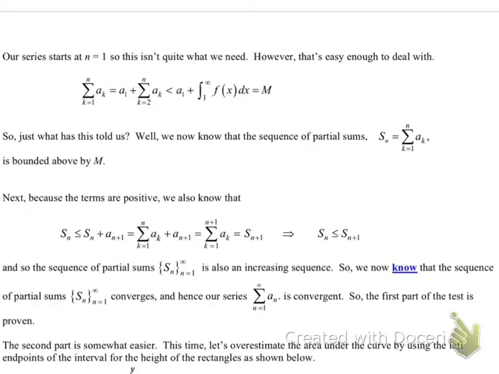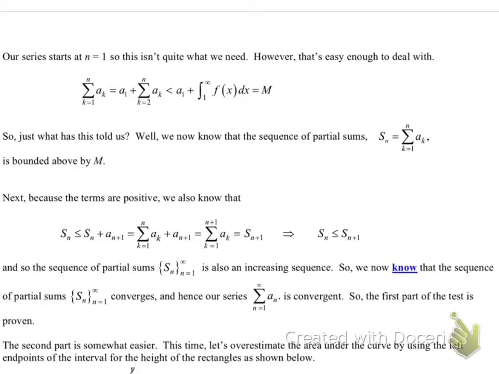S sub n is less than or equal to S sub n plus a sub n plus 1, equals the sum of a sub k from k equals 1 to n plus a sub n plus 1, which equals the sum from k equals 1 to n plus 1 of a sub k, equals S sub n plus 1. And so the sequence of partial sums is also an increasing sequence. So we now know that the sequence of partial sums converges, and hence our series is also convergent. So the first part of the test is proven.